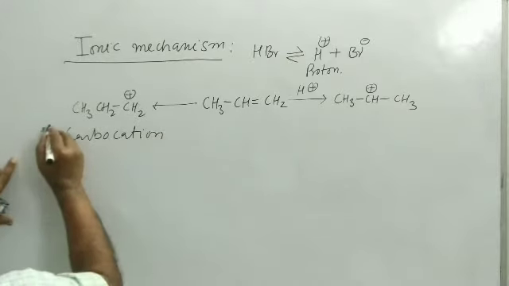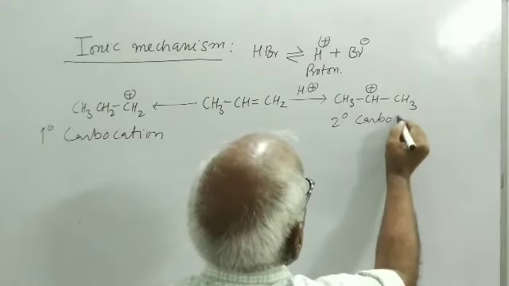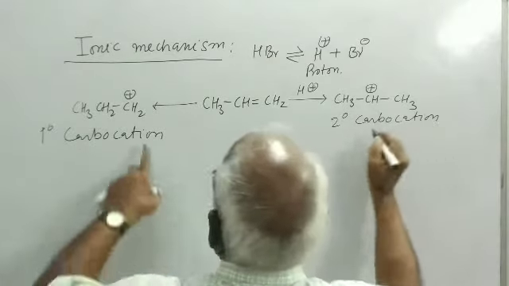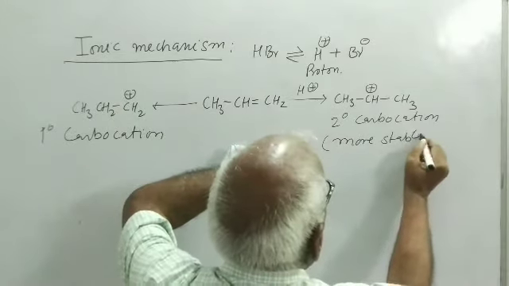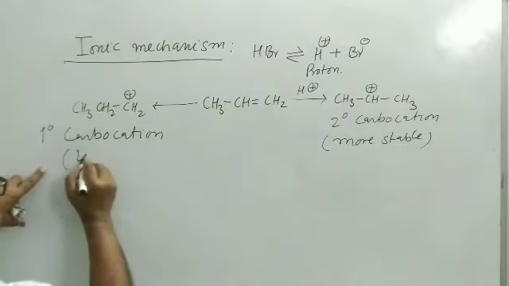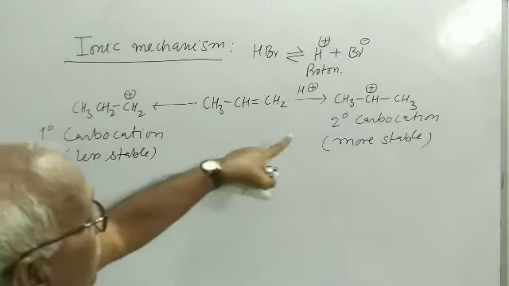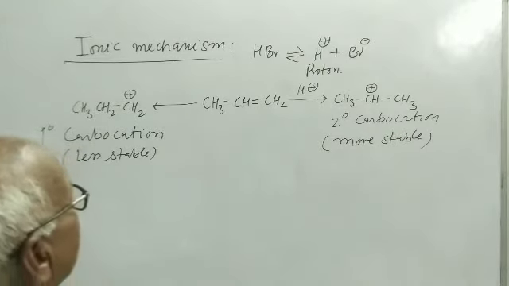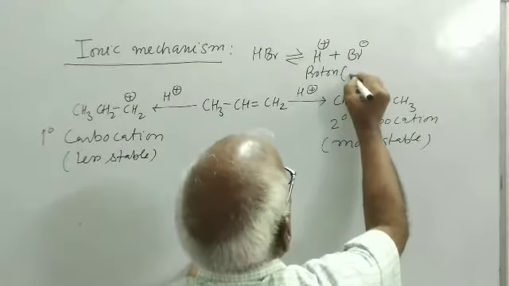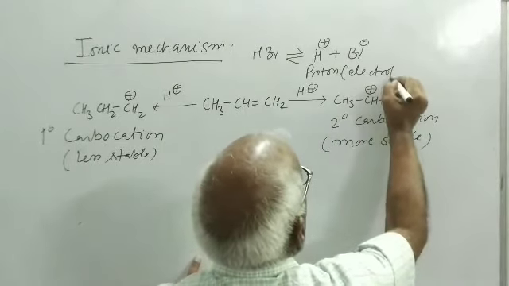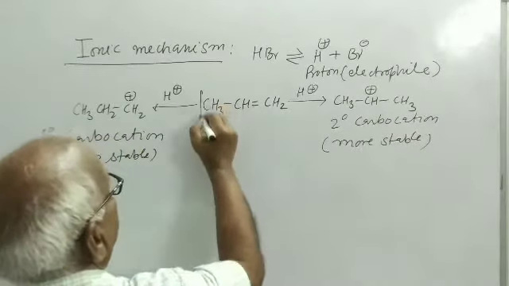This is 1 degree carbocation. This is 2 degree carbocation. This is more stable. This carbocation is less stable. So it is the electrophilic addition reaction. This is electrophile. Proton, it is electrophile. Electrophilic addition reaction. This is your propene.